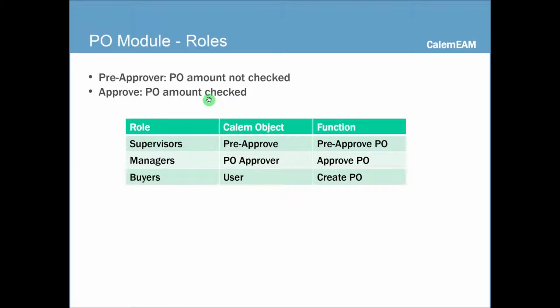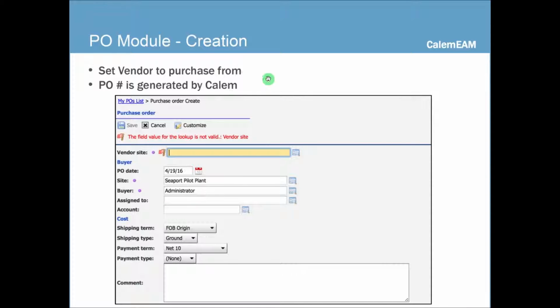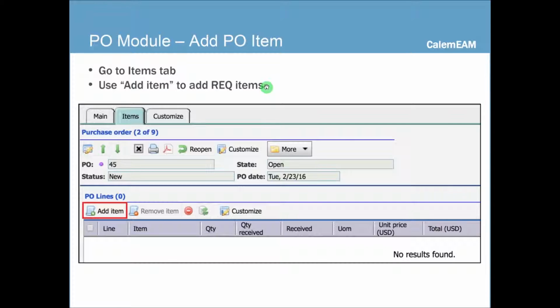Again, the same as in requisition. For pre-approval, the PO approval amount is not checked, but for approval, the PO approval amount is checked against the PO amount. To create a PO, one specifies a vendor to purchase from and then saves it. The PO number will be generated by Calem.